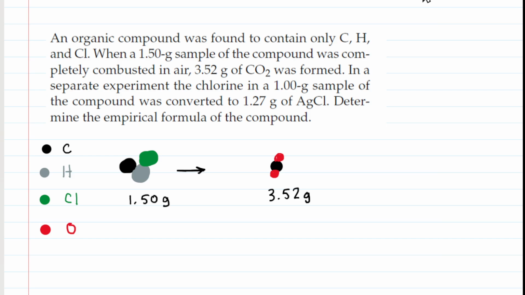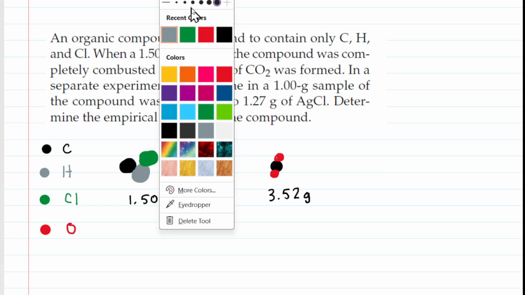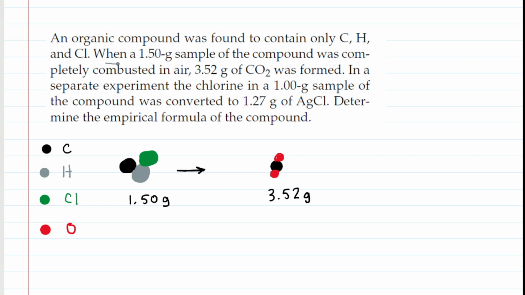We can move on to the problem now. You might want to pause it and reread it to yourself, but we're going to begin by looking at the first experiment. Now, that experiment said that 1.5 grams of a sample of our unknown compound was completely combusted in air and 3.52 grams of CO2 was formed. So we have sort of cartoonified that experiment here.